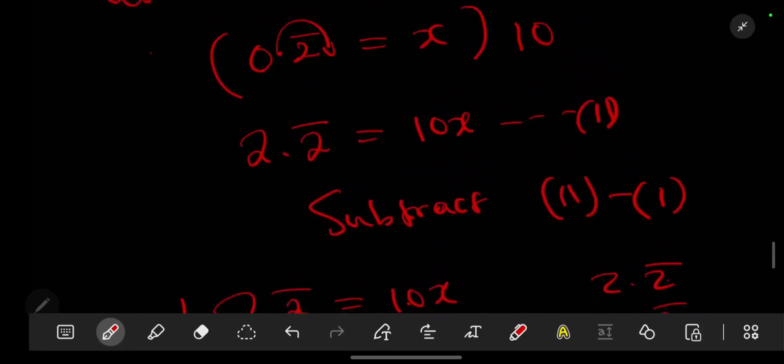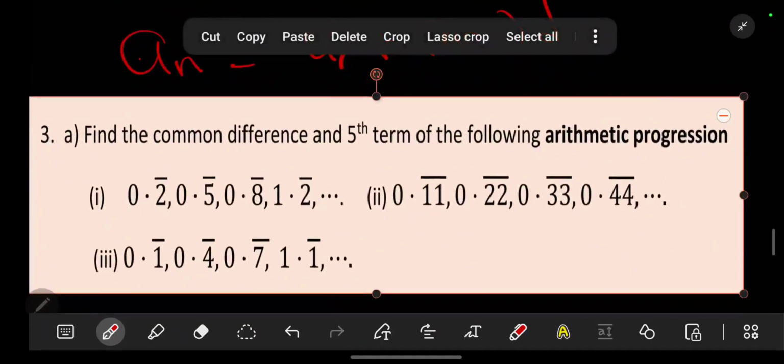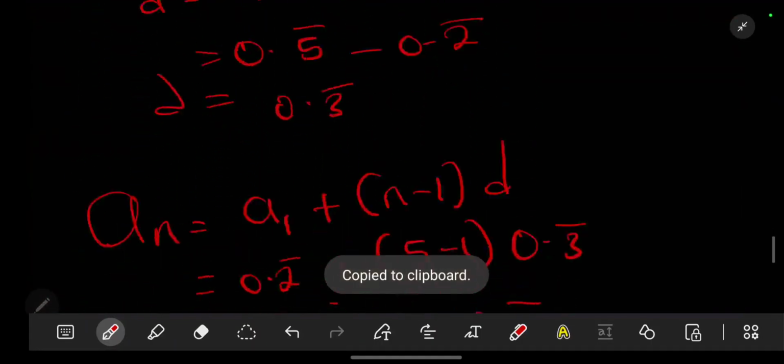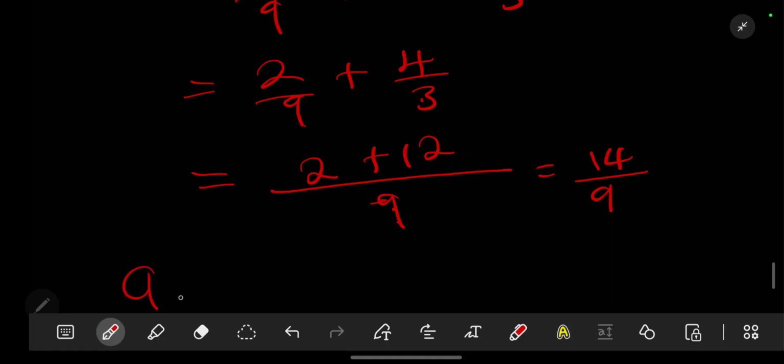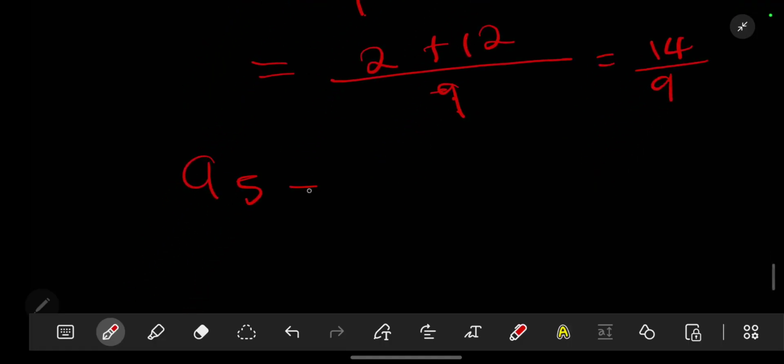So this is the answer. This is term number 5. If you want, you can say a5 is equal to 14 over 9, or you can say term number 5 is equal to 14 over 9. Let's look at our next problem.